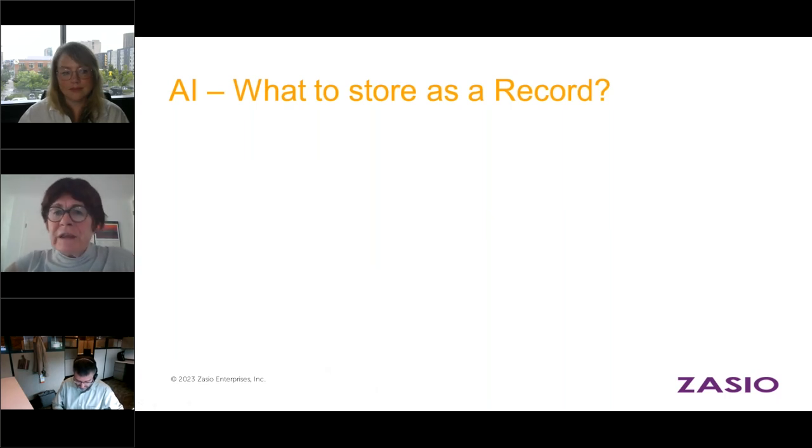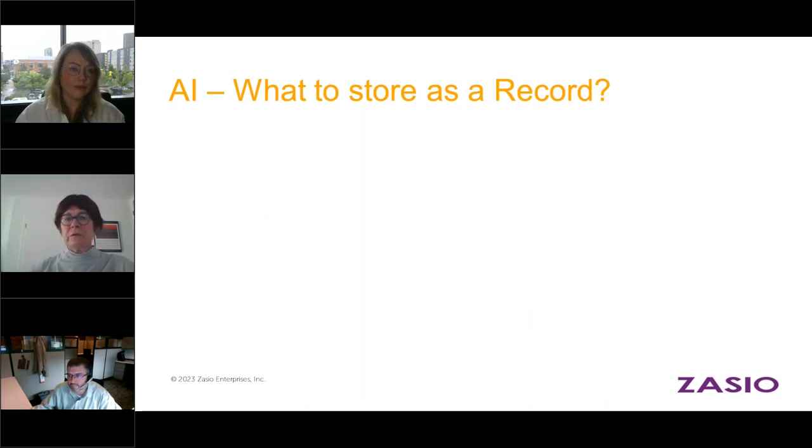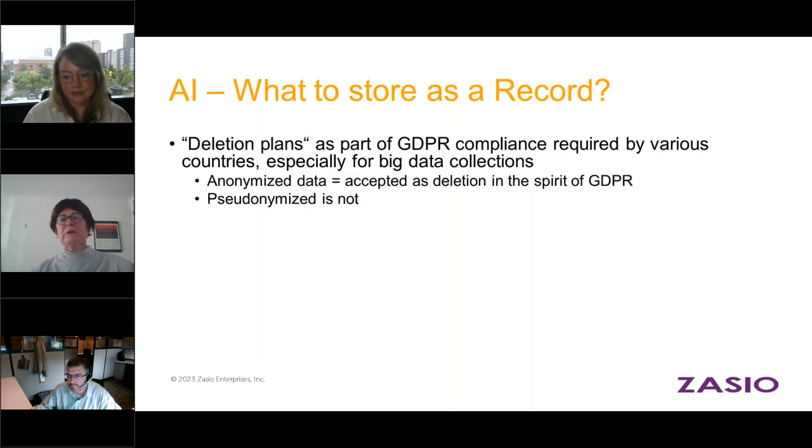What to store as record, that's where we already mentioned. We got a few questions. There's not the simple this and that answer. So there's not a list that we can give. So as I said, what to store as record, for example, again, my EU view deletion plans are, for example, very important for big data collections.